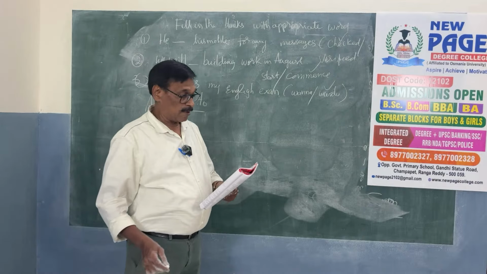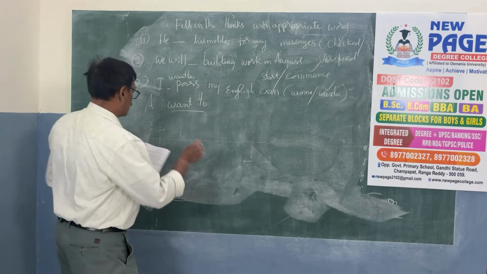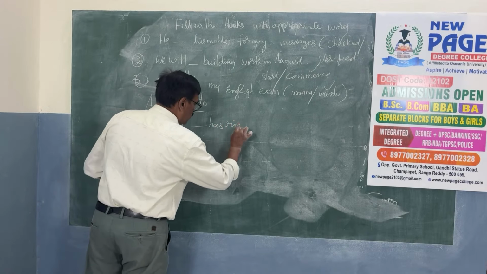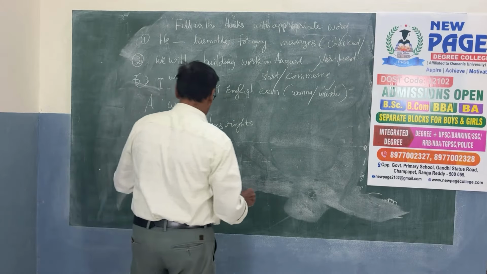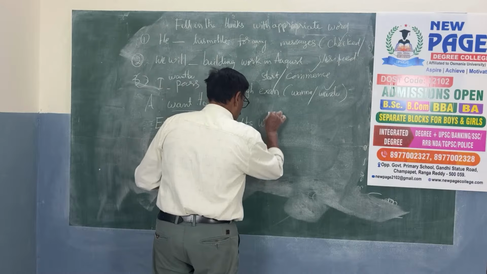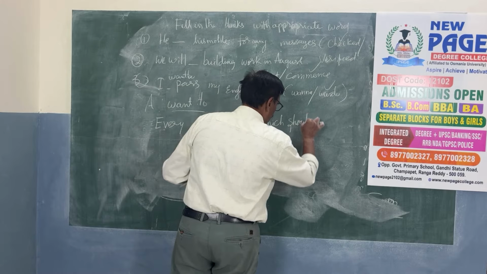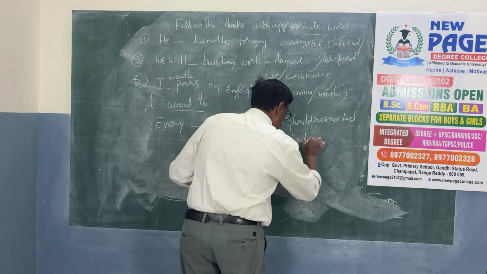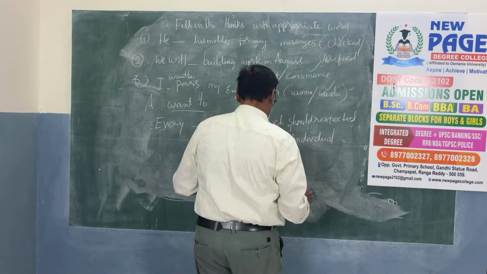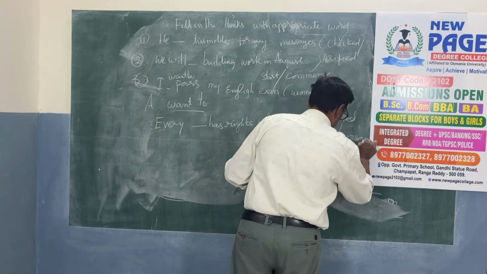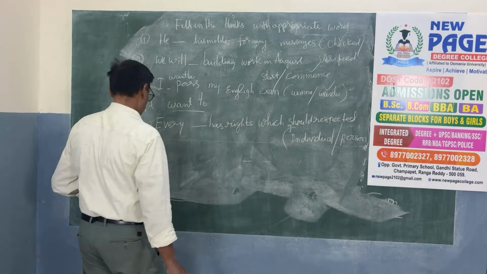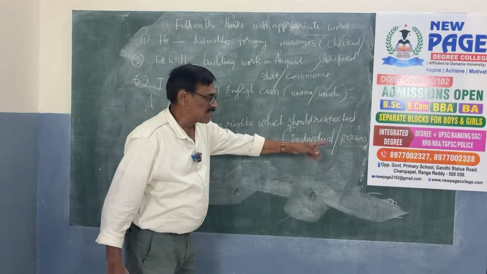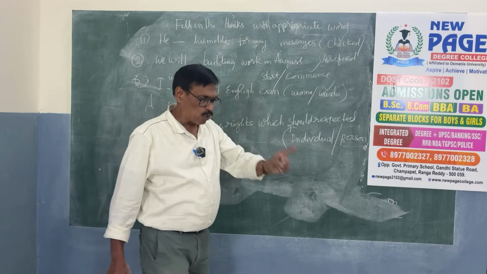I write one more. Every dash. Let me see this one. This is also quite a difficult one. Every dash has rights. Everyone dash has rights which should be respected. Individual, or you can say person. Every dash has rights which should be respected. Individual. We never say person.